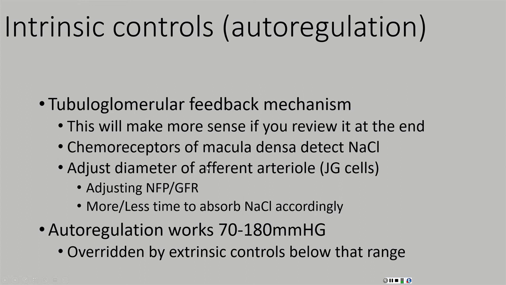So those chemoreceptors, the macula densa cells, what they are sensitive to is sodium and chloride concentration. These chemoreceptors detect the concentration of sodium and chloride. And based on the concentration of sodium and chloride, they will then adjust the diameter of the afferent arteriole. If you adjust the diameter of the afferent arteriole, what's that going to do? Well, if we let more blood into the glomerulus, net filtration pressure will go up and GFR will go up. If we let less blood into the glomerulus, NFP will go down and GFR will go down.